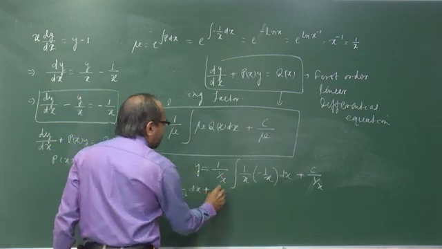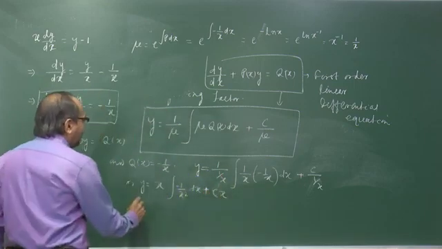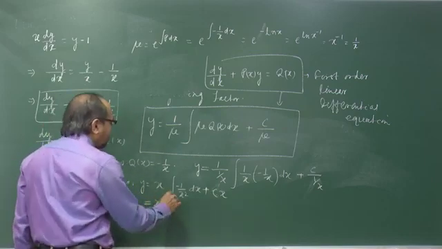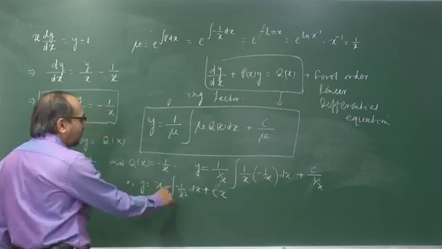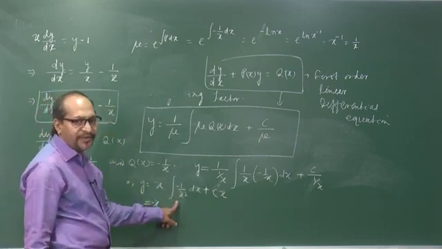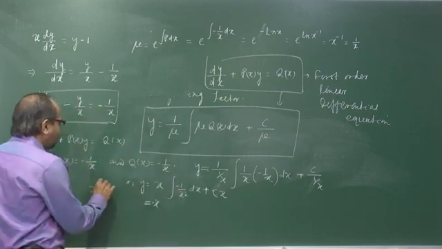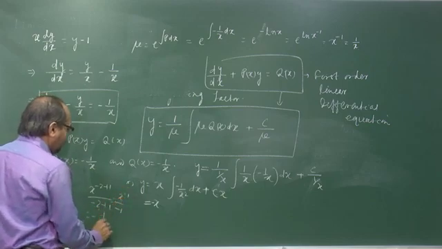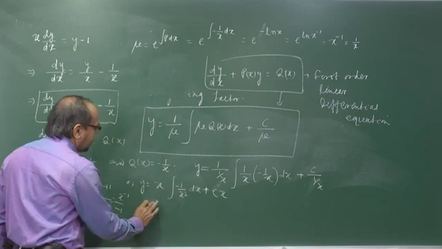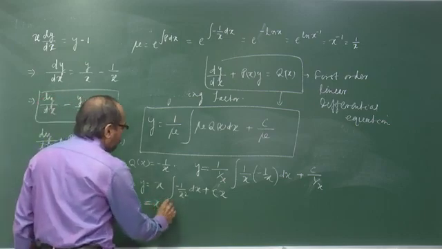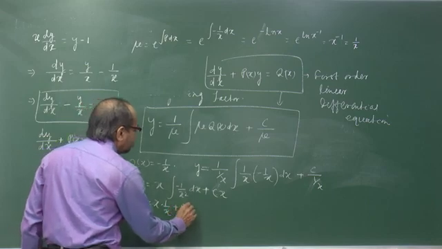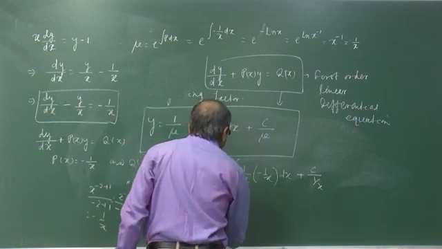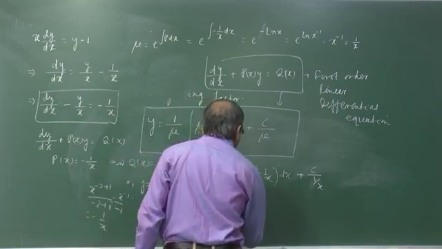So, x comes to the numerator and it becomes cx, and this is equal to y is equal to x into minus, taken outside, integration of 1 by x square. 1 by x square means x to the power minus 2, its integration is x to the power minus 2 plus 1 by minus 2 plus 1, it is x to the power minus 1 by minus 1, means minus 1 by x. So, minus into minus becomes positive. So, x into 1 by x plus cx, x cancels. So, we are left with the solution of this equation as y is equal to 1 plus cx.